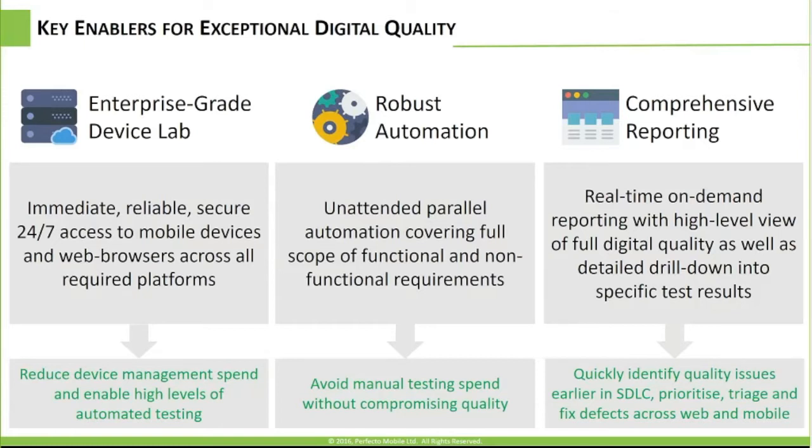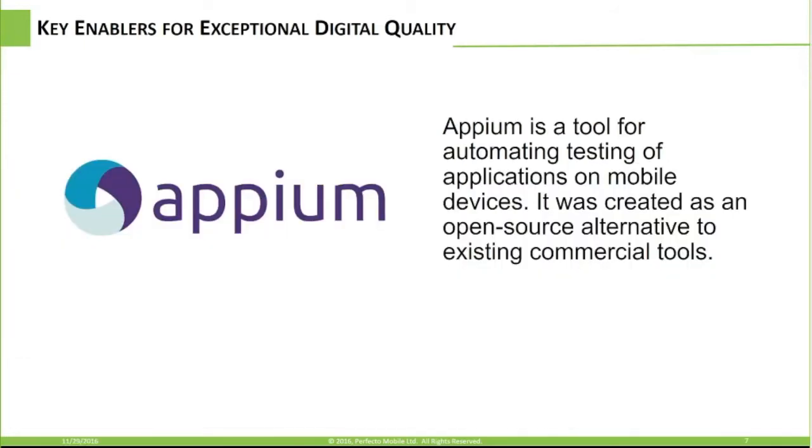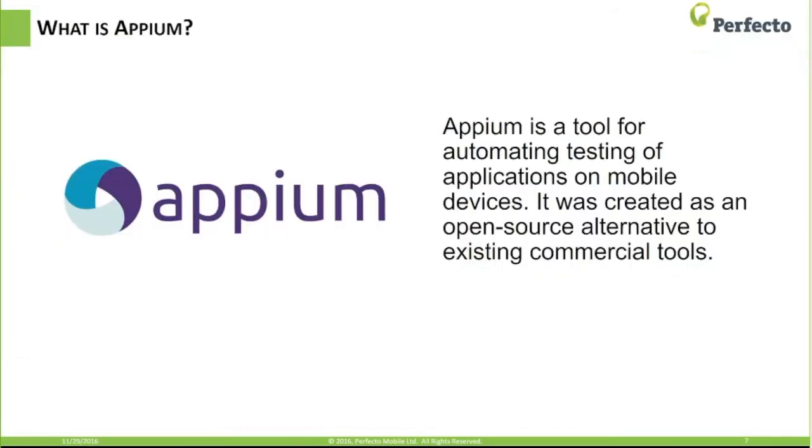So with that being said, right, this is kind of the context in which Appium came to exist. So Appium is really an automation tool that sits in this middle pillar here, which is the robust automation. So what is Appium? At a very basic level, it's a tool for automated testing of applications on mobile devices. And it was created as an open source alternative to existing commercial tools.